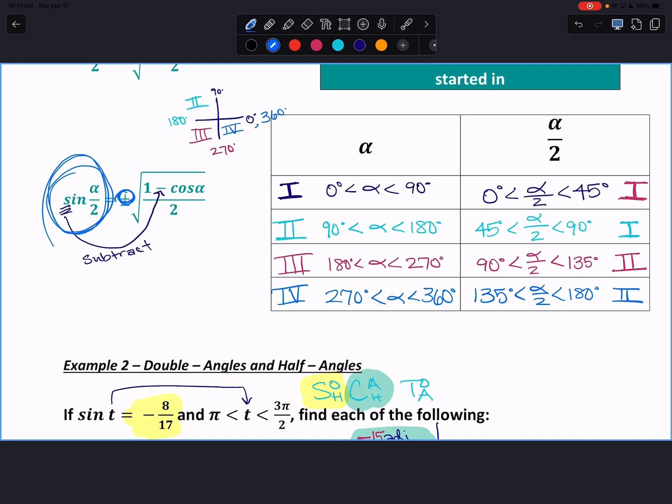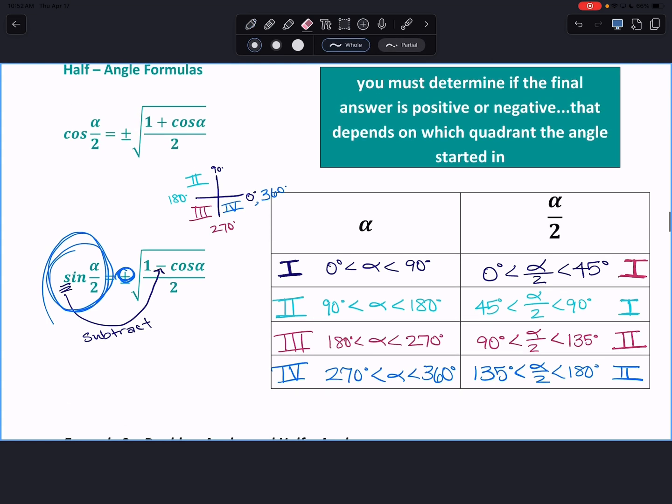Now, cosine, it depends. If you start in the first quadrant, you're going to end in the first quadrant. Cosine's positive. If you start in the second quadrant and you half it, you're going to end in the first. So cosine's positive, okay? But if you start in either the third or the fourth, when you half that, it puts you up in the second. So your cosine's going to be negative, okay? Any questions so far? No?